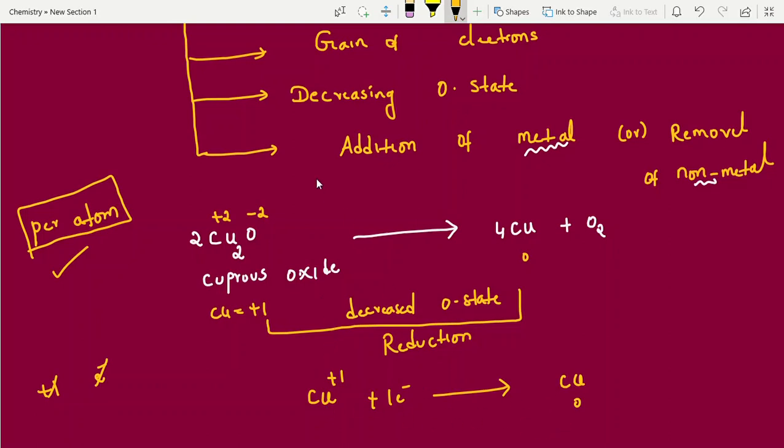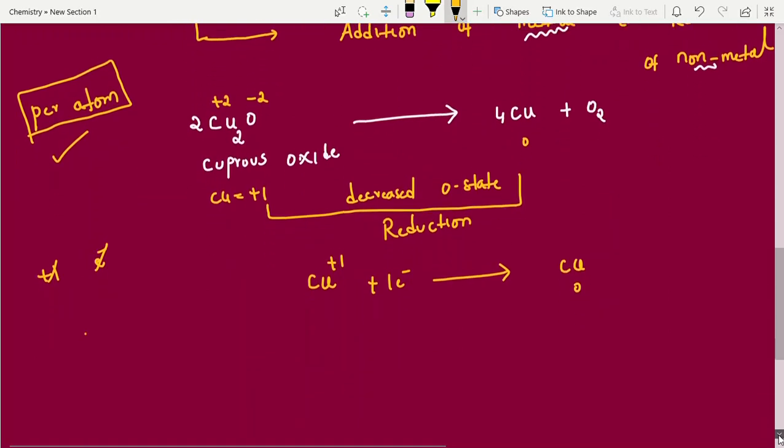So see here, all definitions: decreasing oxidation state, gain of electrons, and addition of metal. That is also there, but here see removal of non-metal. I have removed the non-metal, so this is nothing but reduction. And next, addition of hydrogen. That is also there. But addition of hydrogen, we learn more in organic chemistry.